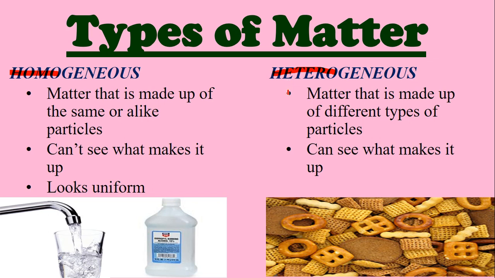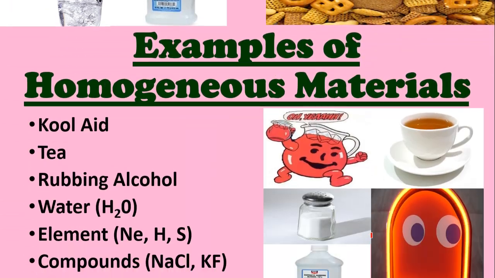Heterogeneous is matter that is made up of different types of particles, so you can see what's making it up. So right here, this mixture of this Chex Mix, you can see here's some pretzels, here's some Chex cereal, here's another Chex cereal, here's this little crouton-y thingy. I don't know what they're all called in Chex Mix, but that's what we got. So homo looks the same, hetero looks different.